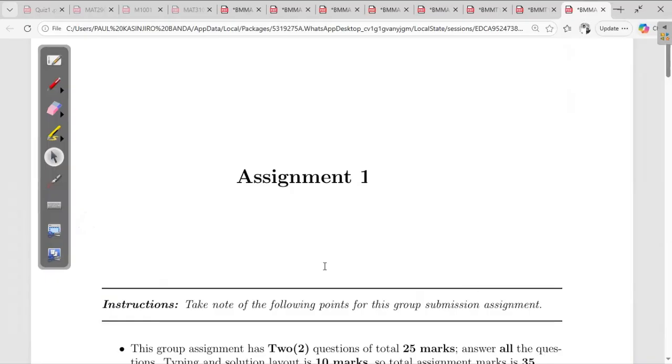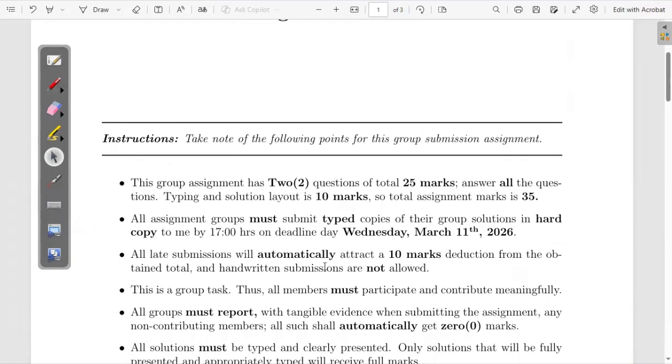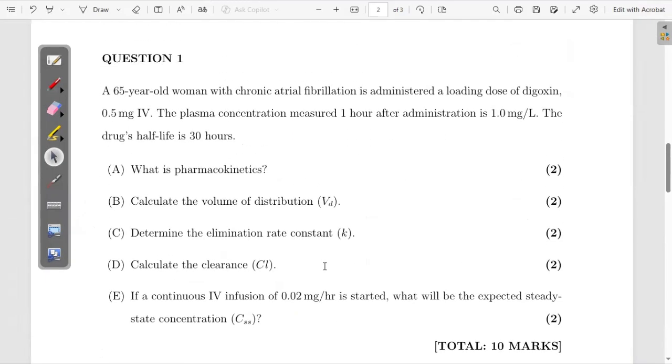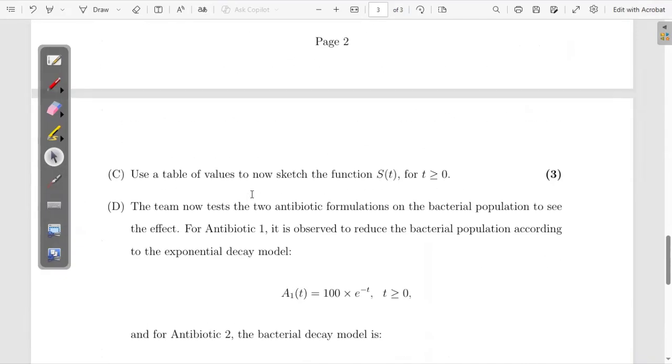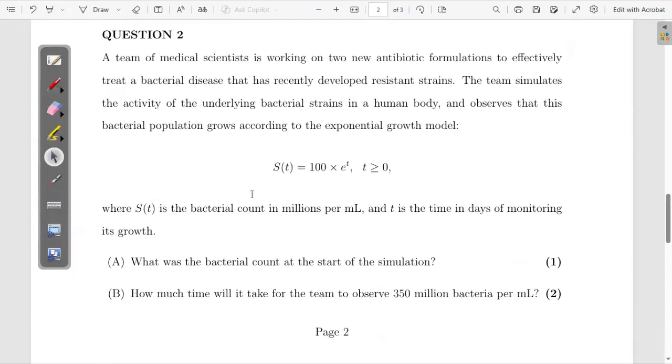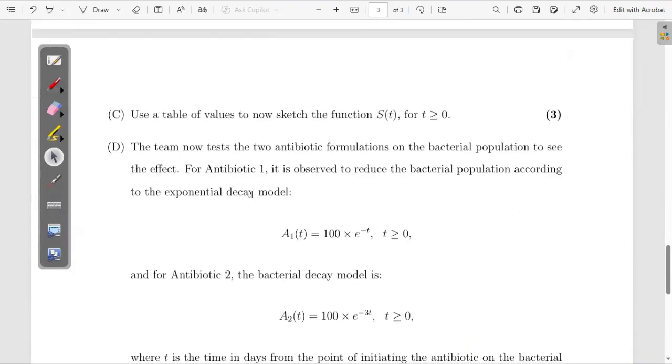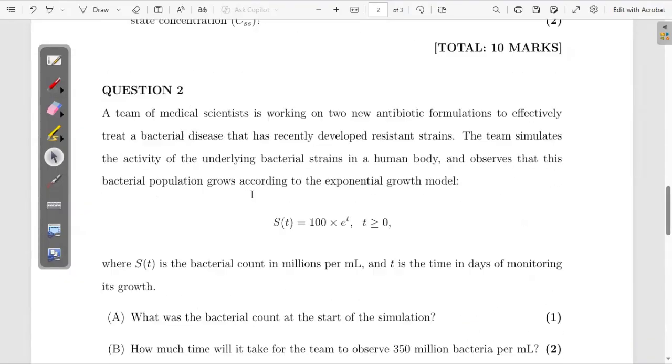We also have this assignment 1 here. It was solved. Assignment 1 had about 2 questions. There's this one on pharmacokinetics. We solved it. And then question 2 is on exponential decay and growth of bacteria. We've solved all these questions here and they are available on the website.